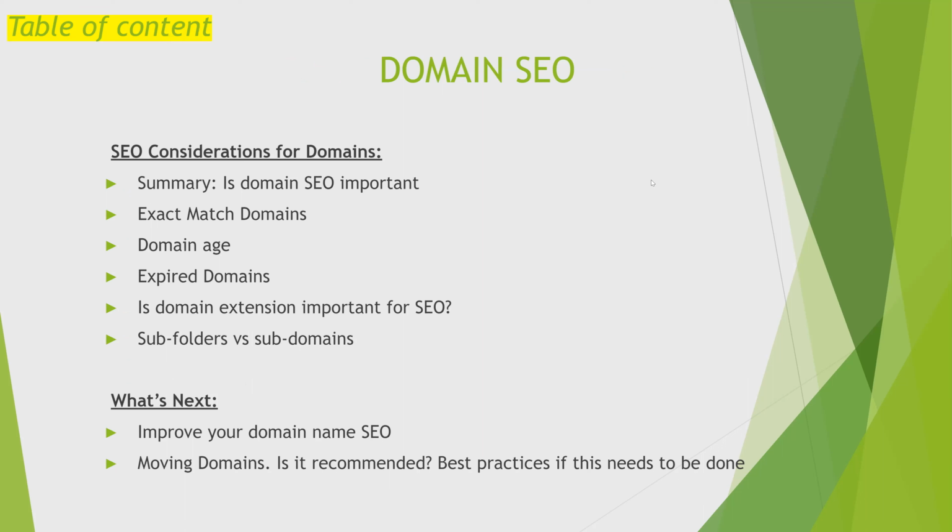Domain SEO. Some of the things we want to consider when choosing a domain are the exact match domains, and the age, because age plays a big role. If you can get an aged domain, that would be good because it already has some Google history and some foundation. Another one is expired domains, which we'll go over. These are domains that people had and let expire, and people usually try to pick them up. Then we also have whether the domain extension is important for SEO, and subfolders versus subdomains.